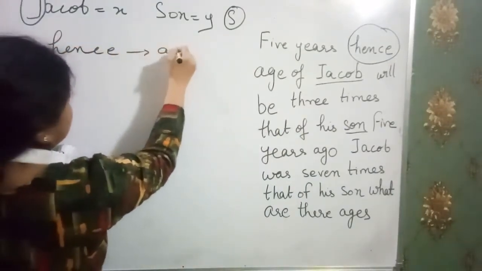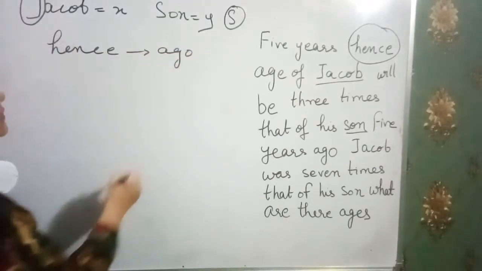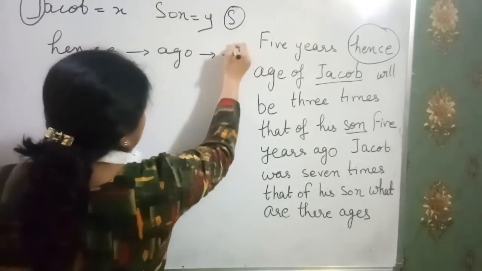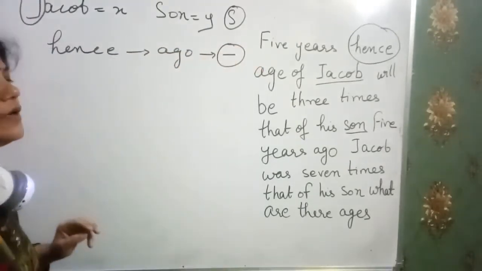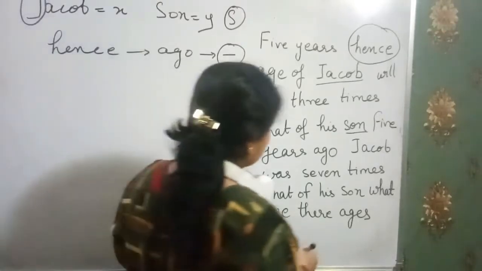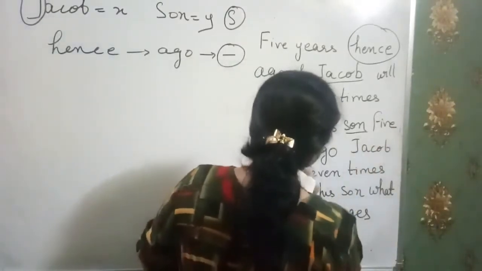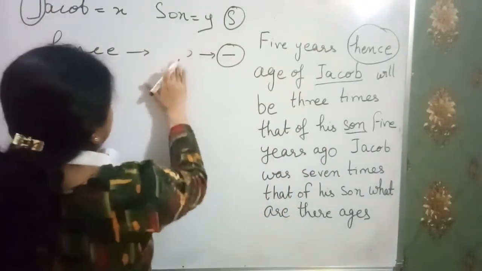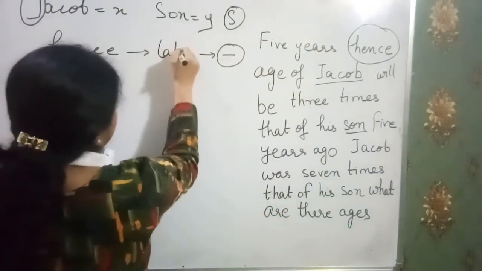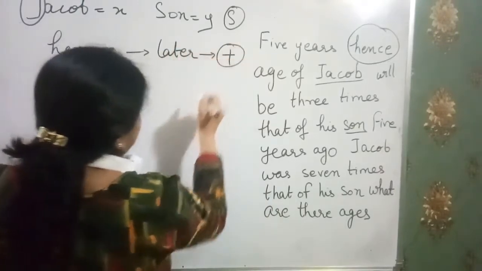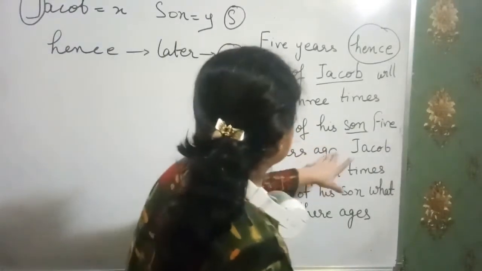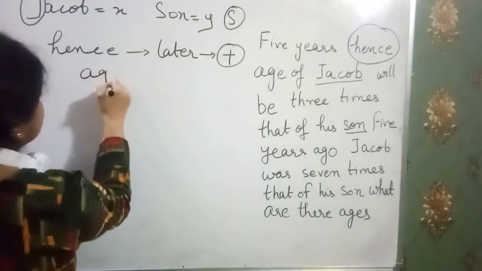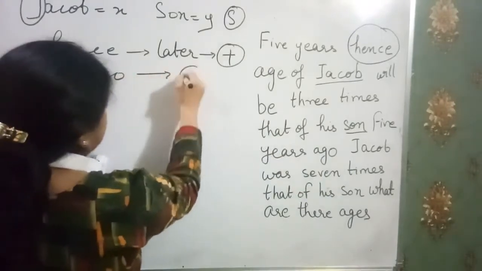Hence means ago. Just remember it. Ago means we have to do the minus. Clear? And there's one more thing. 5 years hence. Sorry, I have written the wrong one. Hence means later. That means plus. And 5 years ago. Ago, as we know, it is minus. Clear?